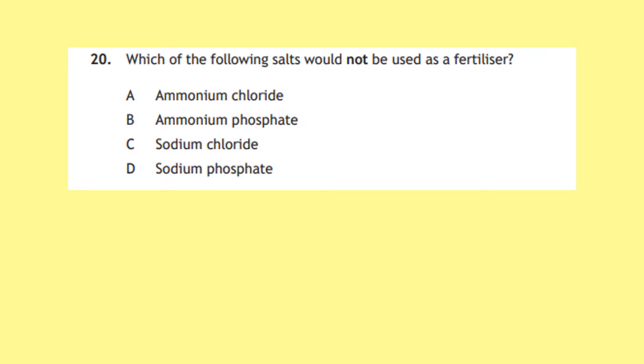So we're going to get into these revision questions now. So which one of these salts would not be used as a fertilizer? And my advice is that you might need to use your data booklet for this one. Now for this one, the answer is C. And it's C because remember, to be a fertilizer, you need to contain nitrogen, phosphorus, or potassium. And C doesn't contain any of those, it's sodium chloride. Ammonium chloride contains nitrogen, ammonium phosphate contains nitrogen and phosphorus, and sodium phosphate contains phosphorus. Sodium chloride does not contain any of the necessary elements.